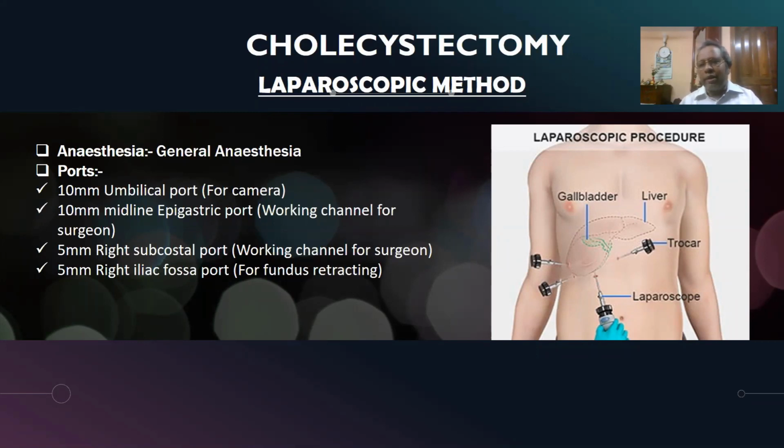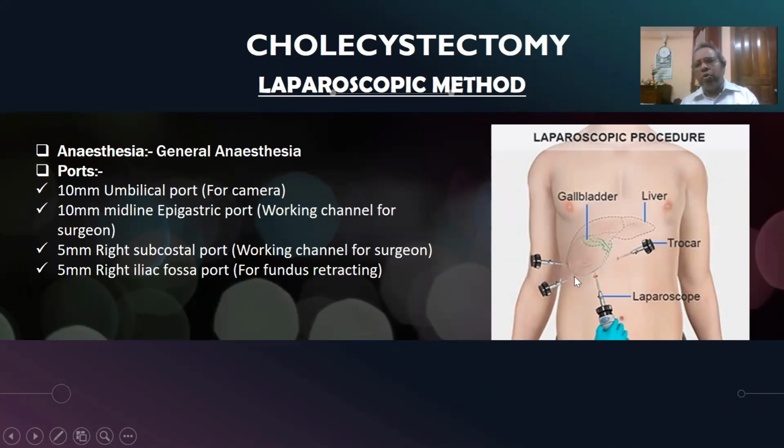Because the umbilical port is at the center of the working field of vision. If you place a camera elsewhere, the field is not at the center. So if it is there, you can directly visualize that area, with the camera at the center. And the upper 2 ports, epigastric and right hypochondriac port, are the working ports. And the right iliac fossa port is for retraction of the gallbladder.